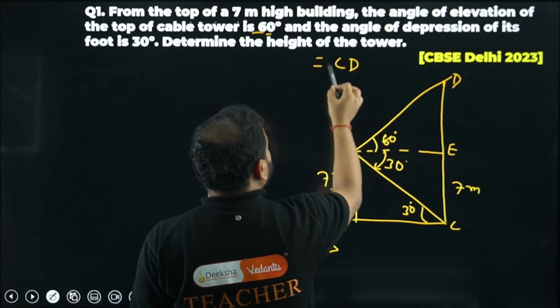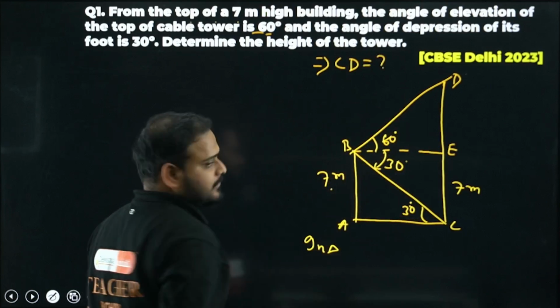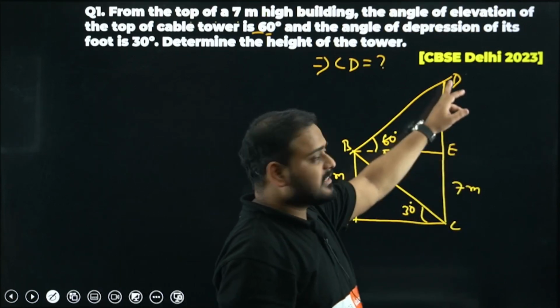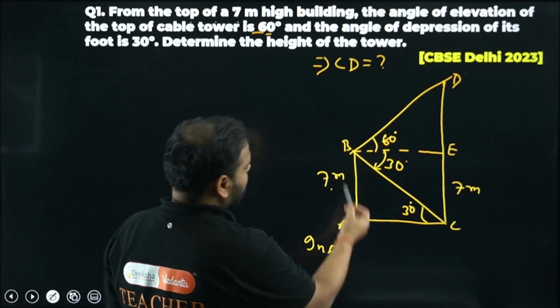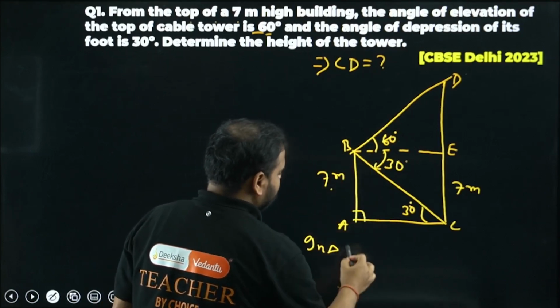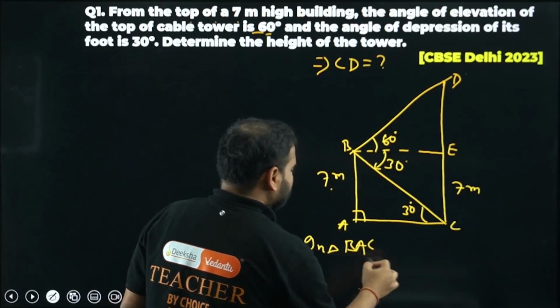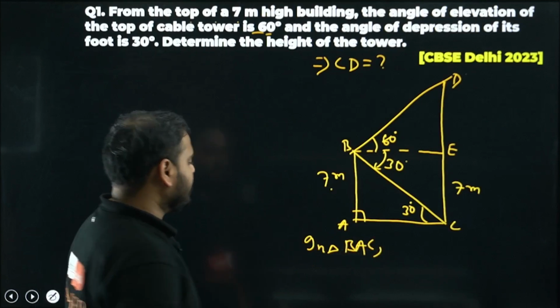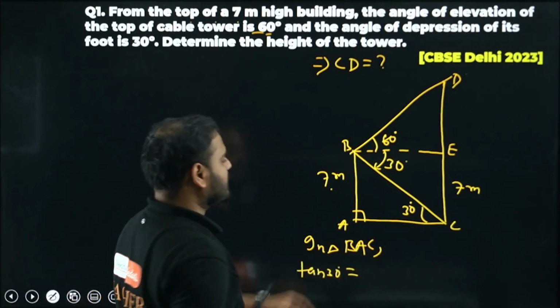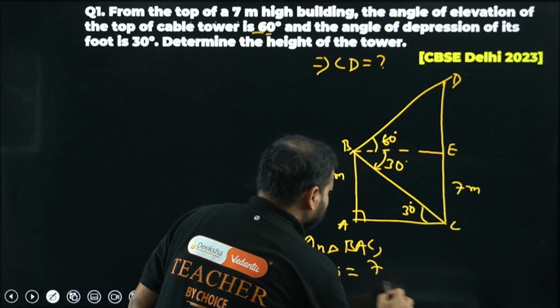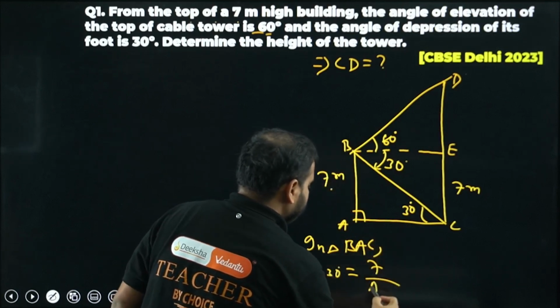They are asking us CD. Height of the tower is CD, right? This is the building, 7 meters high. This is the tower CD. In triangle BAC, a right angle triangle, we have tan 30 degrees equals 7 meters by AC.